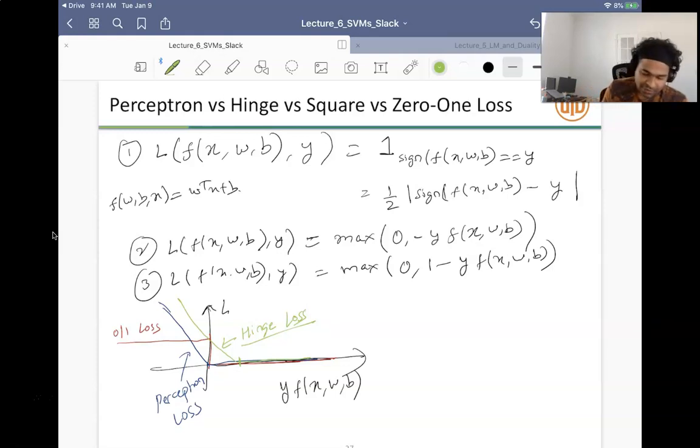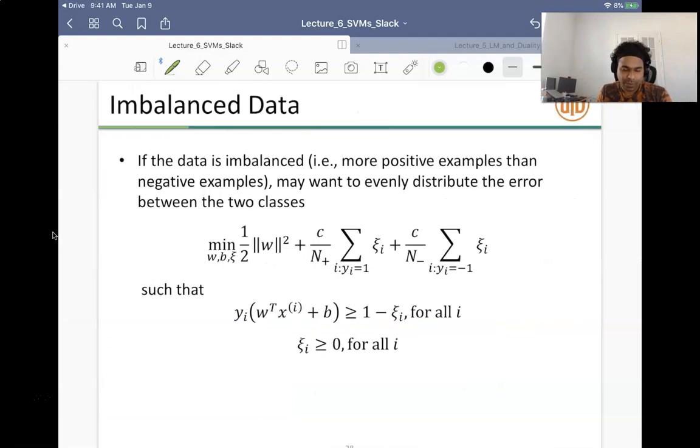So this is the difference between the perceptron loss, the hinge loss, and the 0-1 loss. One interesting thing is that the hinge loss is always greater than the 0-1 loss. So the hinge loss basically upper bounds the 0-1 loss. So this is great. Now we understand the hinge loss versus the perceptron loss versus the 0-1 loss.